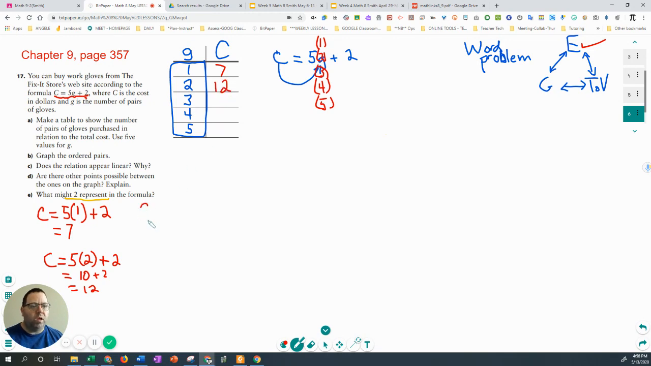All right. What about if we were to buy 3 gloves? 3 pairs of gloves, not 3 gloves, 3 pairs of gloves. Well, then you've got 5 times 3 is equal to 15. 15 plus 2, and that's equal to 17. Okay?